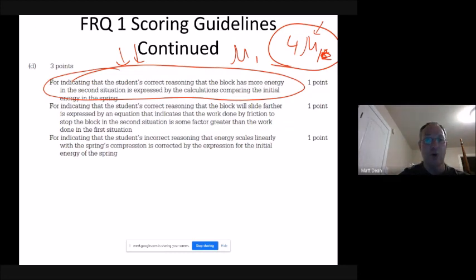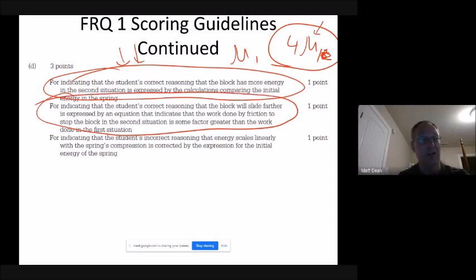Remember, what we said the student got wrong in part C was that the student said the block was going to go twice as far in position 2. We know that's not what's going to happen. It's going to go 4 times as far. So let's look at what the rubric here says. For indicating that the student's correct reasoning that the block will slide further is expressed by an equation that indicates that the work done by friction is a factor. So this is still talking about the correct parts. The block is going to go further. It's not going to go twice as far. It's going to go 4 times as far. But the reason it's going to go further is because it's going to start off with more energy, and therefore more work can be done on it before it stops.